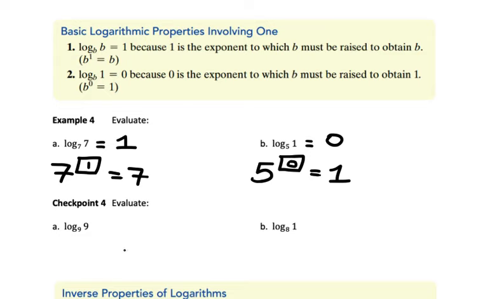So next you should look at checkpoint number 4. Do these problems in your notes, check your answers, and then move on with the video.